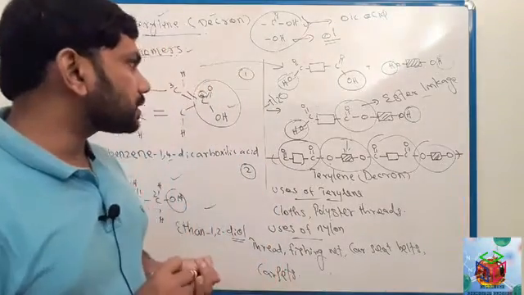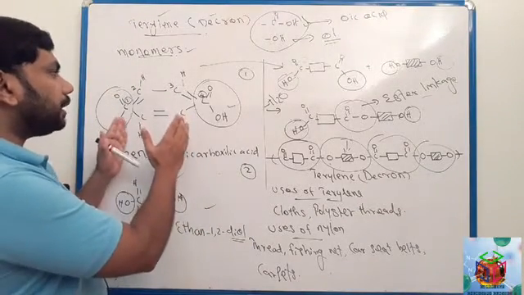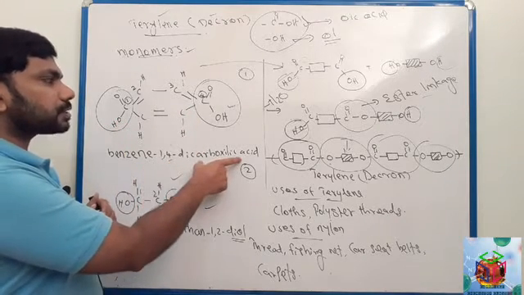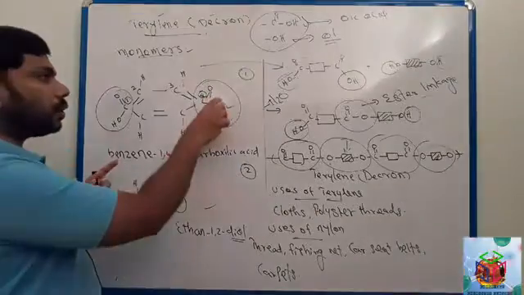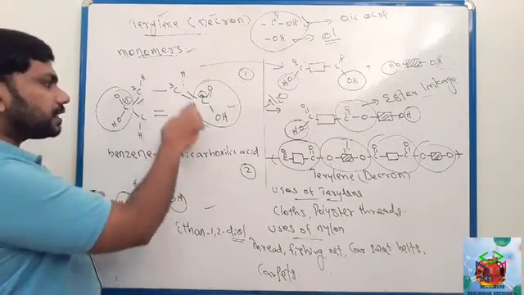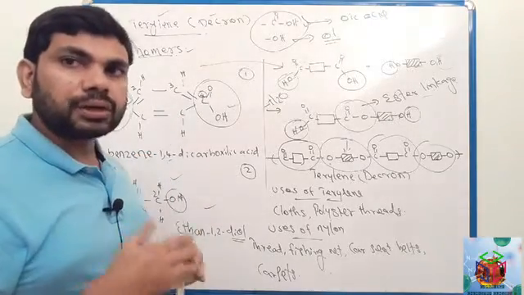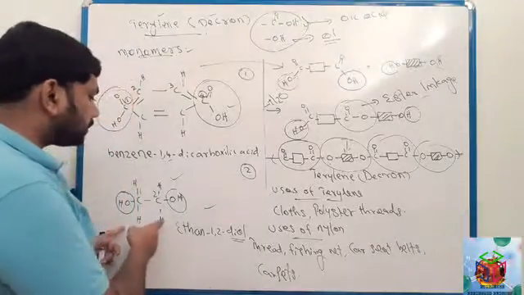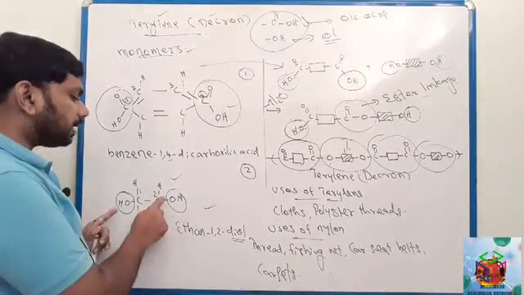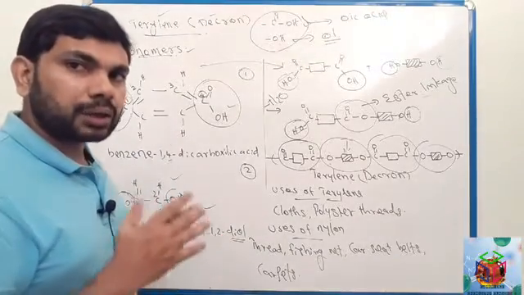So here we discussed the monomers of terylene or dacron. This is one monomer, benzene-1,4-dicarboxylic acid. Here there are 2 COOH groups, at the first and fourth carbons there is a carboxylic acid, and this ring structure is called benzene. So the name of this compound is benzene-1,4-dicarboxylic acid. And here this is ethane-1,2-diol. Here there are 2 carbons, and at the first and second positions there is the OH functional group. That's why ethane-1,2-diol.